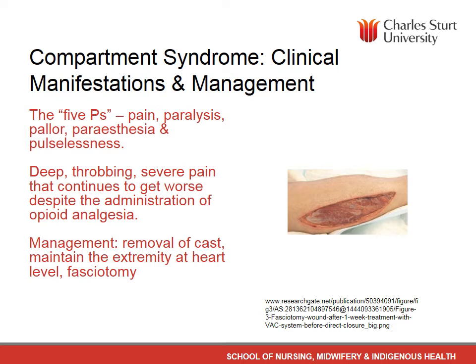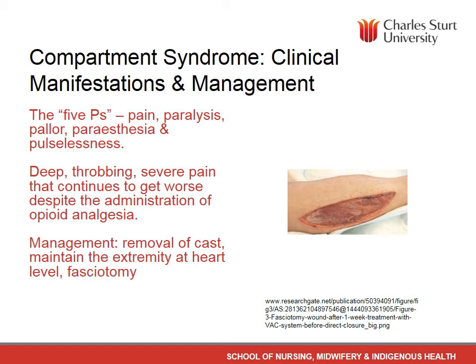Because the implications of compartment syndrome can be so dire, it's really important that we're able to spot it easily. So that's the reason after any sort of musculoskeletal trauma or injury and after any musculoskeletal surgery that we do our neurovascular observations regularly on the affected limb. So the things we're looking for in compartment syndrome are the 5 Ps: pain, which we'll talk about in a minute, paralysis or lack of ability to use or move the limb, pallor, paresthesia, which is that tingling or loss of sensation, and loss of pulses as well.